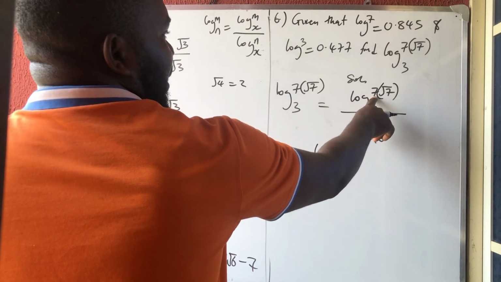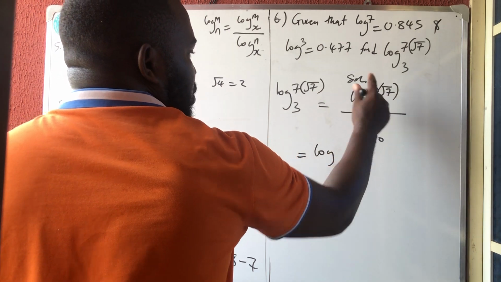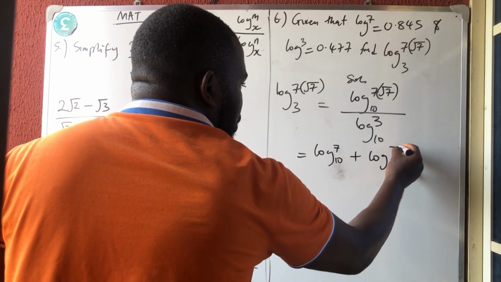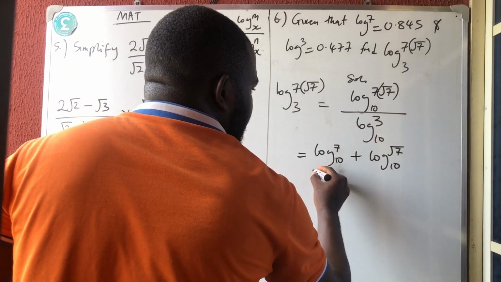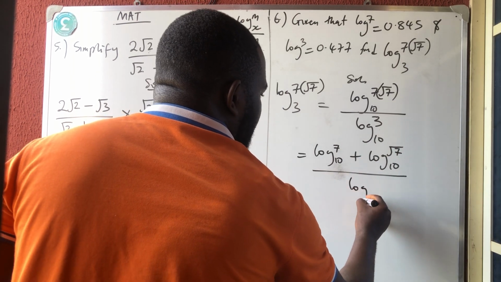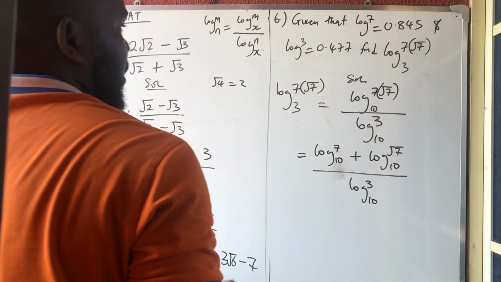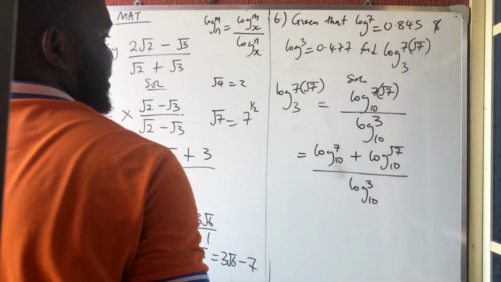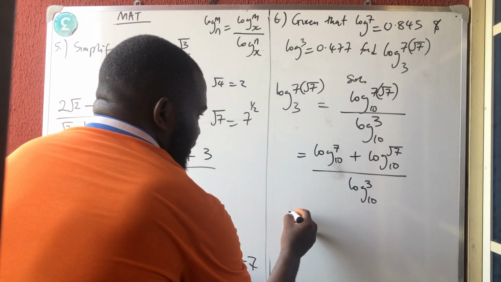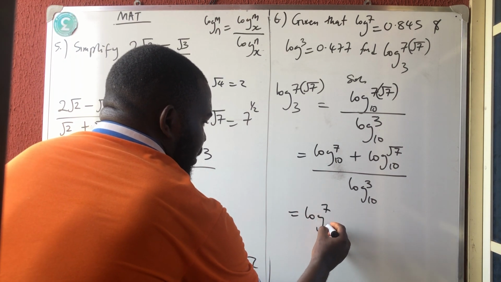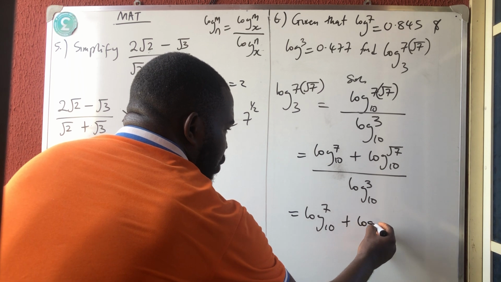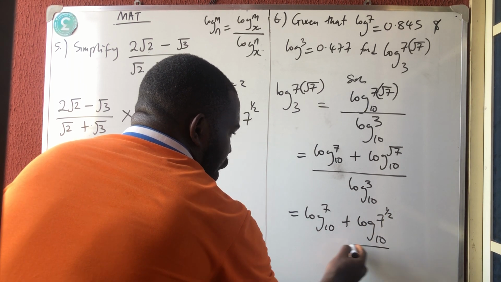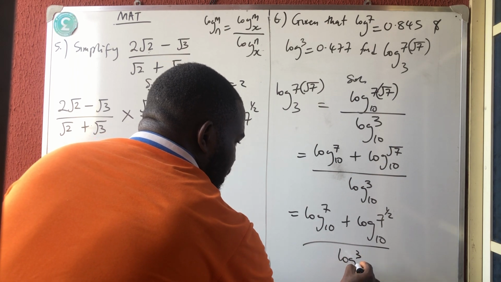Now, what brought about times in logarithm is addition. So I can have log 7 base 10 plus log root 7 base 10, all over log 3 base 10. Now, root 7 is the same as saying 7 raised to power 1 over 2. So this is the same as log 7 base 10 plus log 7 raised to power 1 over 2 base 10, all over log 3 base 10.